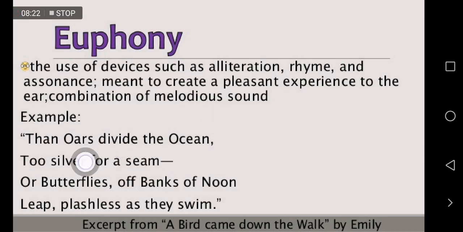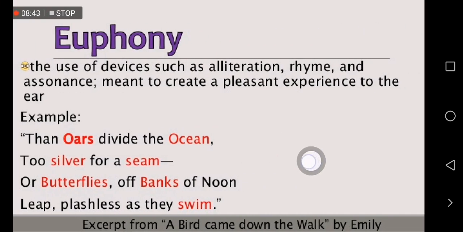Like we have: Then oars divide the ocean, to silver for a seam, or butterflies or banks of noon leap plashless as they swim. ये मैंने A Bird Came Down the Walk, डिकिंसन से लिया है, तो इसको हम एफनी कहते हैं. The words that are in red ink are described as euphony sounds like oars, ocean, silver, seam, butterflies, banks, swim. So they give this taste to the ears and tongue when you read or listen to these sounds. So this is euphony for you.